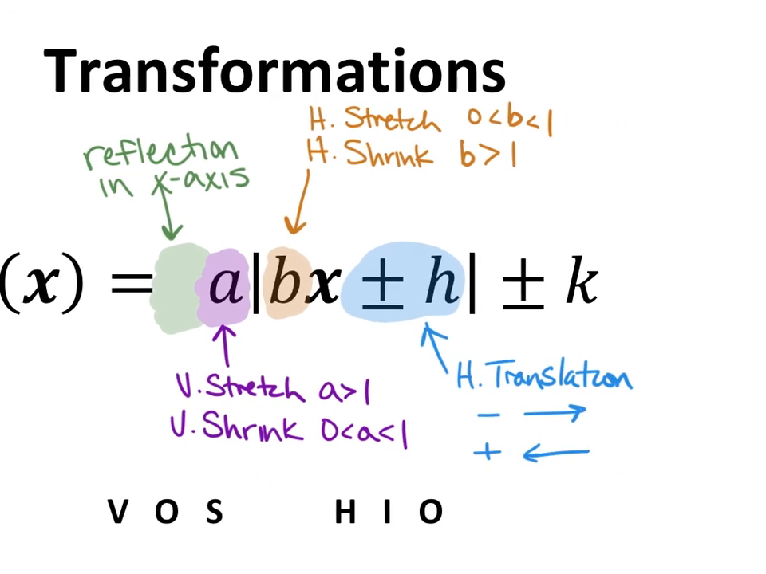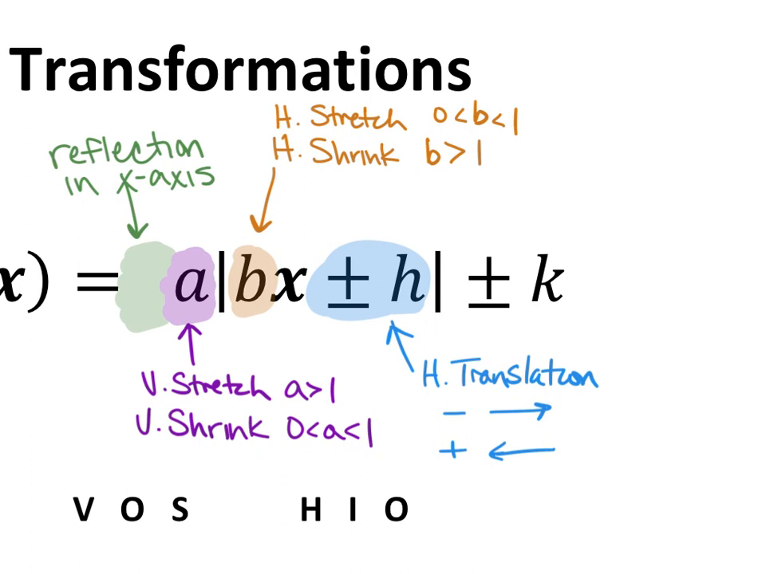Then last but not least, the last transformation we've learned about is adding or subtracting numbers at the end. What does that one do? That's going to move my graph up or down, which is called a vertical translation. If you see plus some number, it's going to go up. If you see minus some number, it's going to go down.